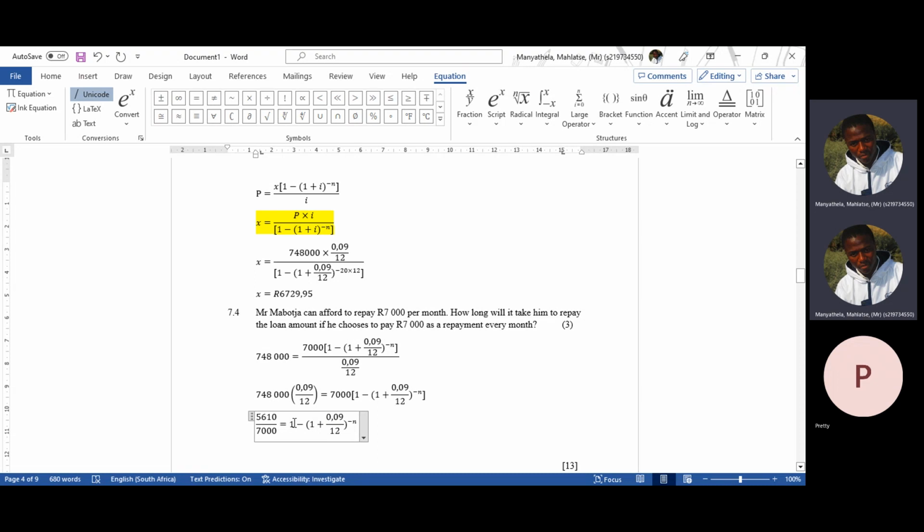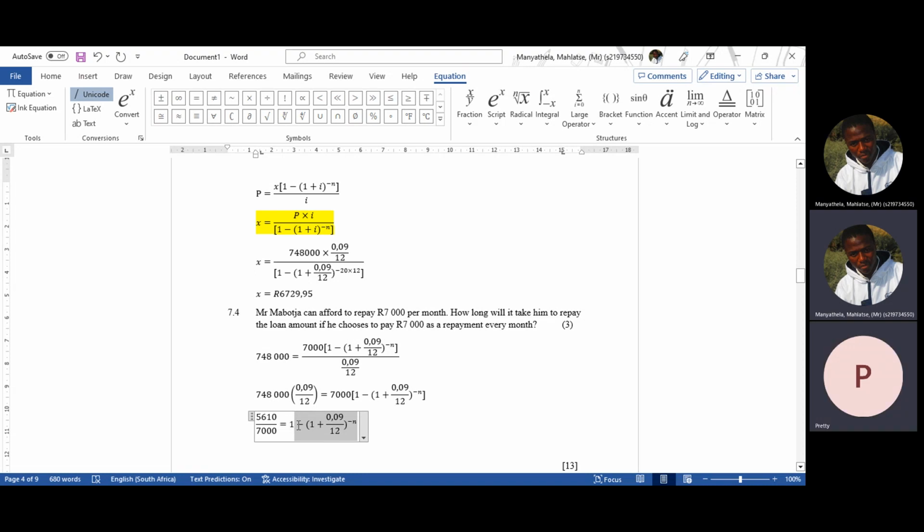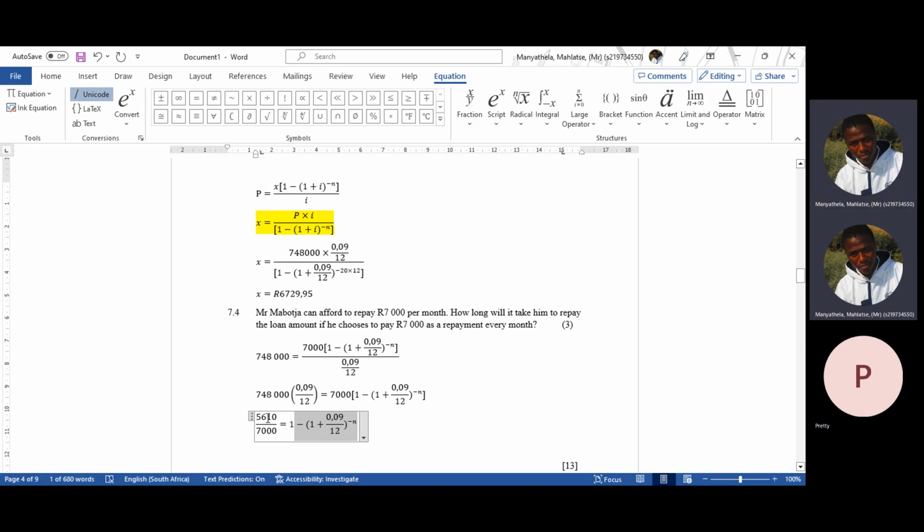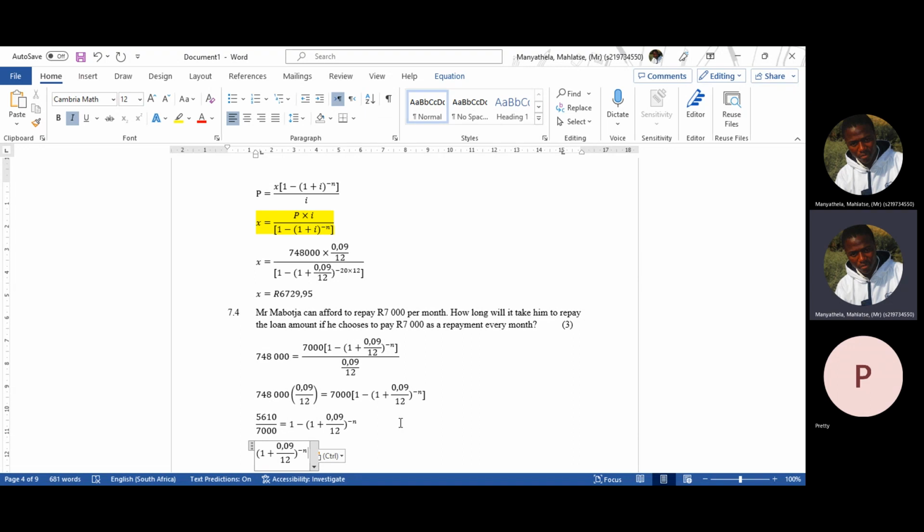So on the next step, we're going to take this one, the whole of this thing, to the left-hand side. This one and 5,610 over 7,000 will switch places. So it is negative this side, and when it crosses the equal sign, it becomes positive. So it will be equal to 1 subtract 5,610 over 7,000.